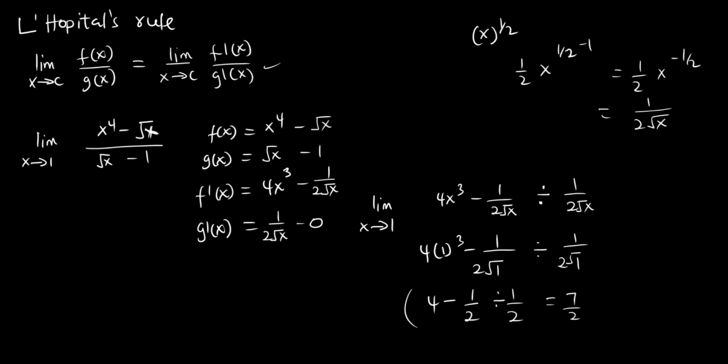Okay, I took this side first. We're going to have 7 over 2 divided by what? 1 over 2. So when I reciprocate 1 over 2, that'll give me 7 over 2 times what? 2. Right? And then these two will cancel out these two. So I'm going to have 7. So that'll be the limit of the function.